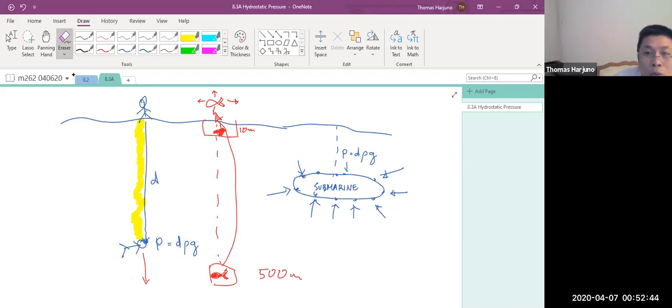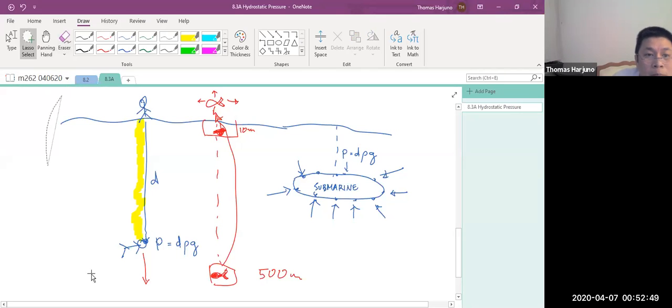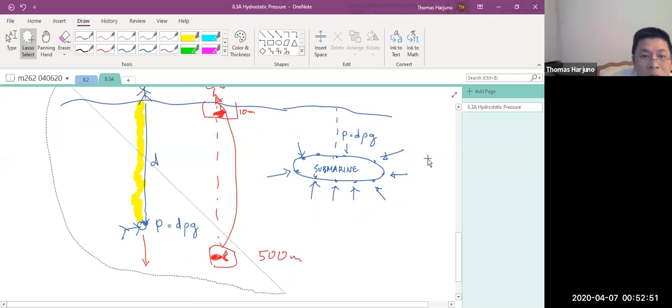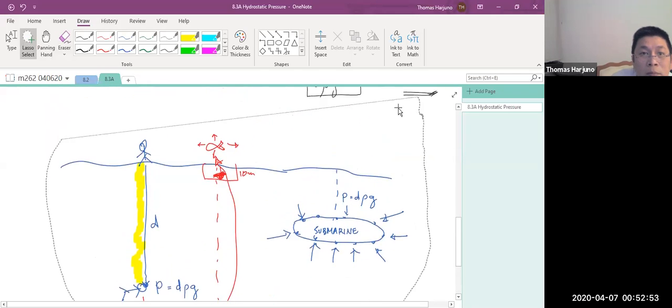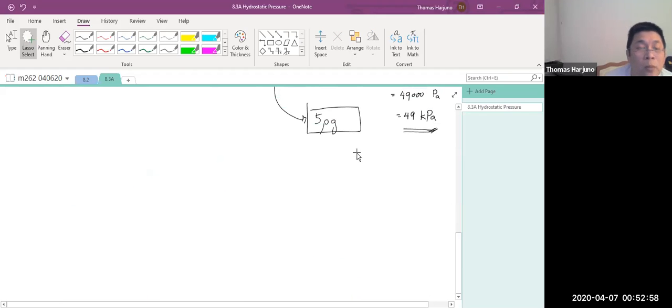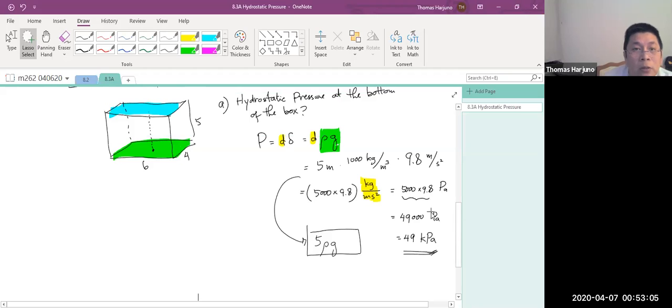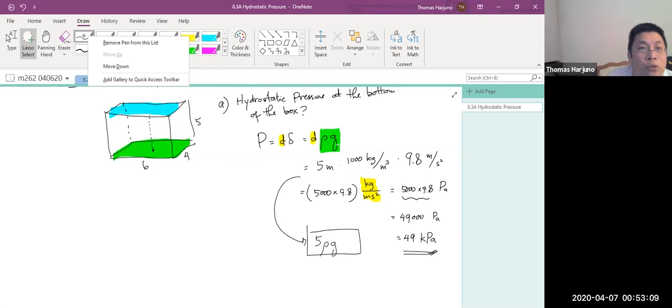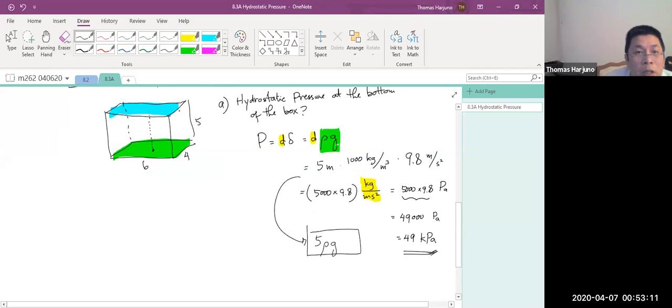Let me bring you to what we want to discuss here actually. Let me erase this first. Going back to this question that we had earlier, suppose I choose a point not that deep, but that point is actually on the right-hand wall here, and it's only 3 meters deep.